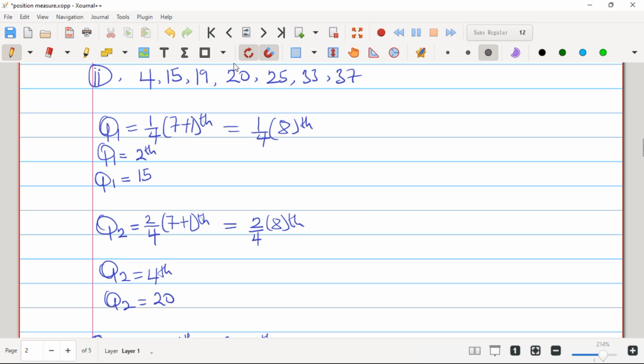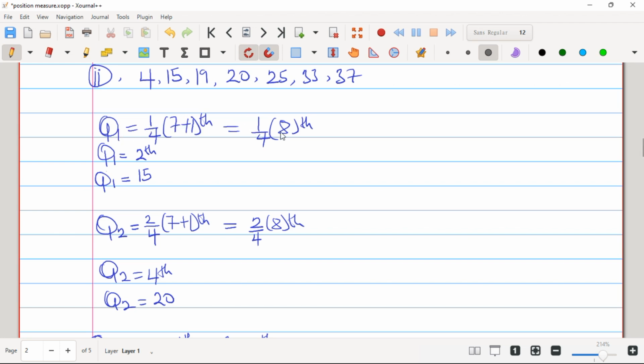1, 2, 3, 4, 5, 6, 7. So our n is equal to what? 7. So here our first quartile will be what? 1 divided by 4 times 7 plus 1 position. Right? Yes, because we know that our n is what? 7. So we are going to replace our n by 7. And you know that our first quartile Q1 is equal to 1 over 4 times n plus 1 position. Right? So we are just replacing the n by 7.